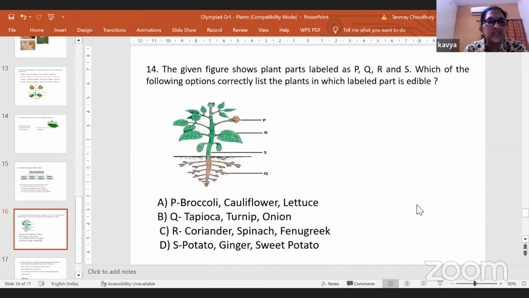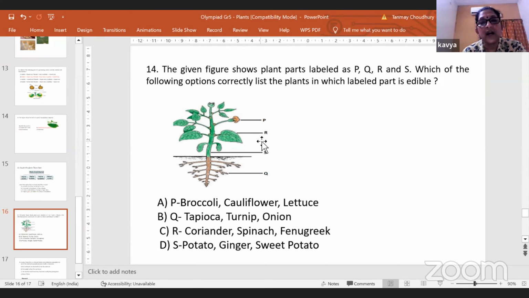And it just looks like yam. Okay, so that is tapioca. Turnip is shalgam. Okay, so turnip is also a root. Tapioca is a root. Turnip is a root. Onion, no. Onion is a bulb. It has got fleshy leaves and also stem. And also the leaves, the spring onions, the leaves are also edible. So this is not the answer, because Q is the root. So onion is not a root.